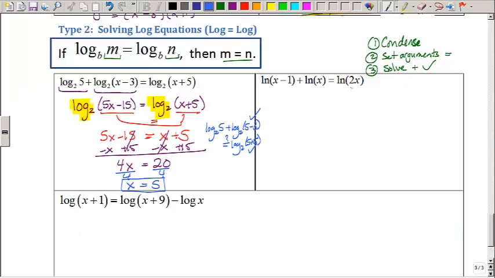On our next problem, again we have two logs being added equals another log. There are no constant terms in this equation whatsoever. So this is going to be a log equals log equation. So I'm going to add the two logs together. Because I'm adding two logs, I get to multiply their arguments. I'm going to distribute in here. I get x squared minus x.